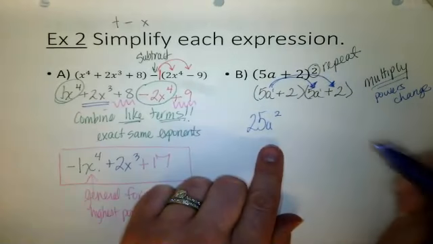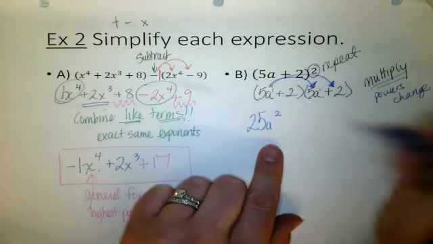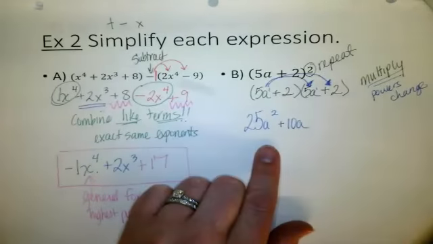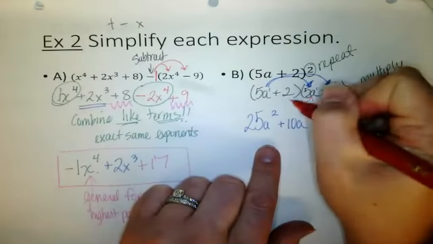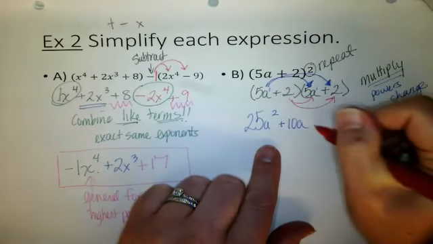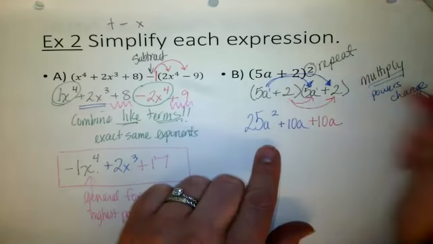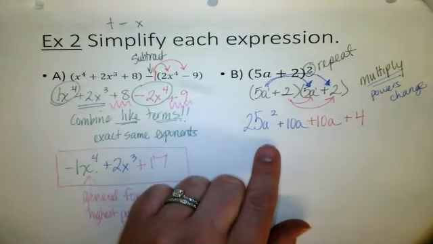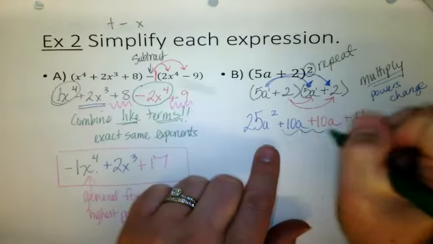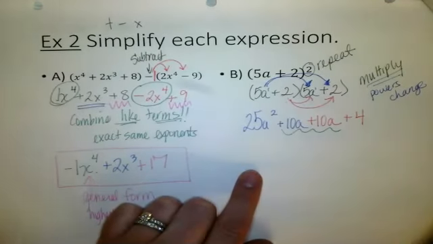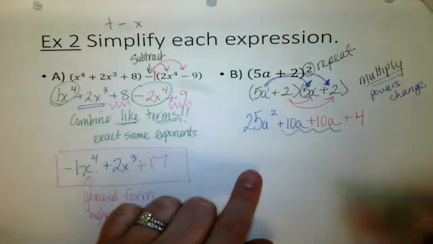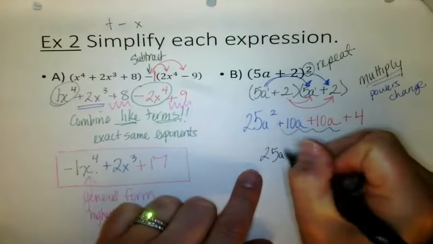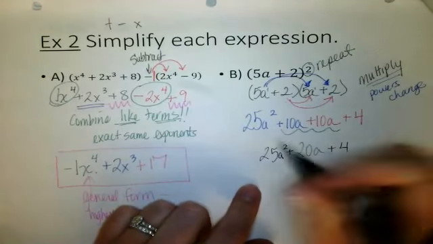5a times 2 is 10a. Thank you. And then we can distribute the 2 as well. 2 times 5a is another positive 10a. And 2 times 2 is positive 4. And now, again, we can combine like terms. So you've done this before, right? There we have 10a and 10a is 20a's. So 25a squared plus 20a plus 4.